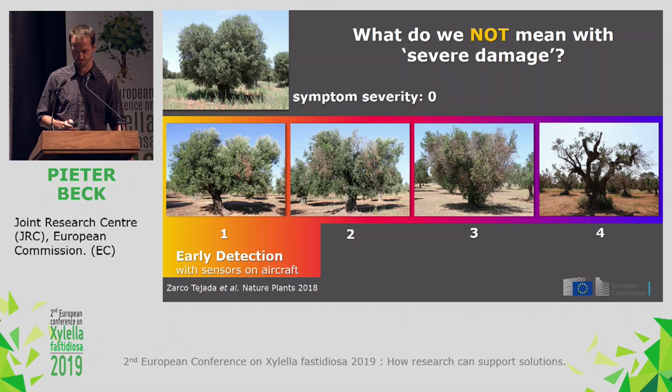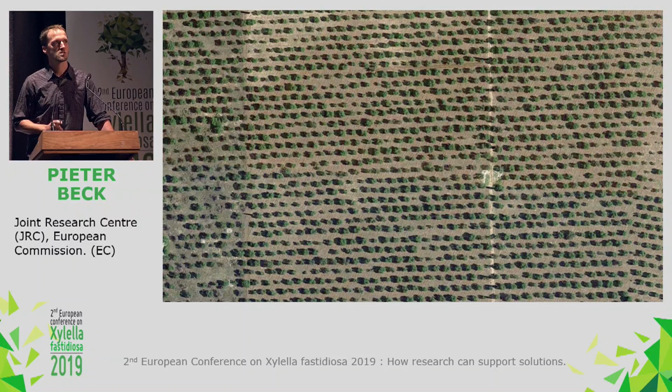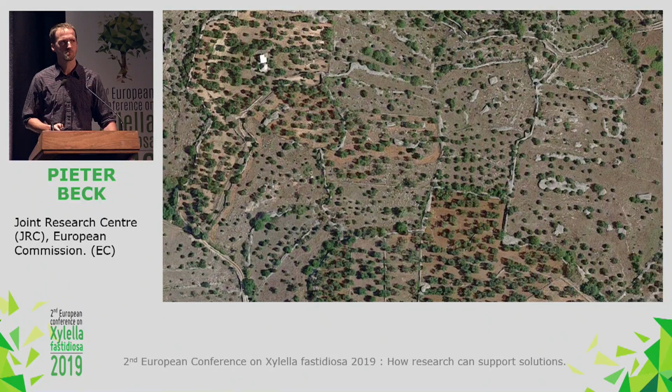Olive orchards come in many different shapes and sizes, which is a challenge to remote sensing. They can look very regular with similar sized crowns. They can look very irregular with very different shapes and backgrounds. And that is important because when you look at satellite data from above, what you see mostly is the ground rather than the trees, as these aerial photographs illustrate.